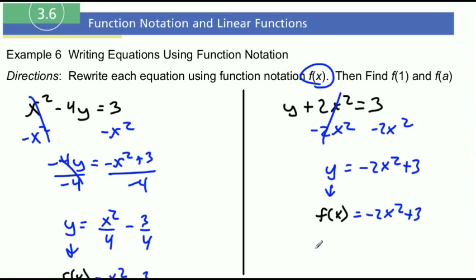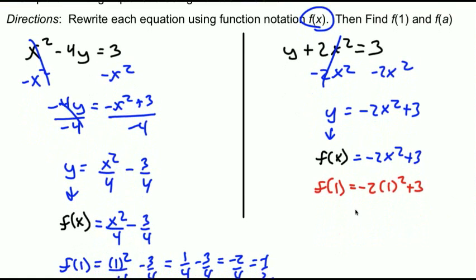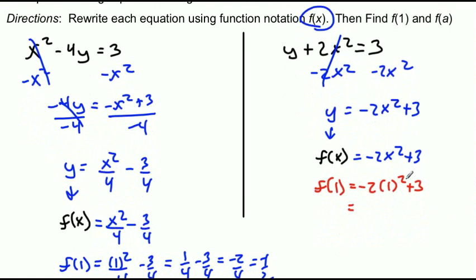So let's just go ahead and plug in 1. So f of 1 is negative 2 times 1 squared plus 3. All right, so the order of operations says we square first. So 1 squared is 1. So this is 1 right here. And then 1 times negative 2 is negative 2 plus 3, which is just 1. All right, so f of 1 is 1.